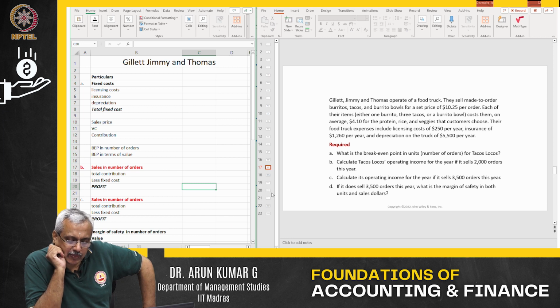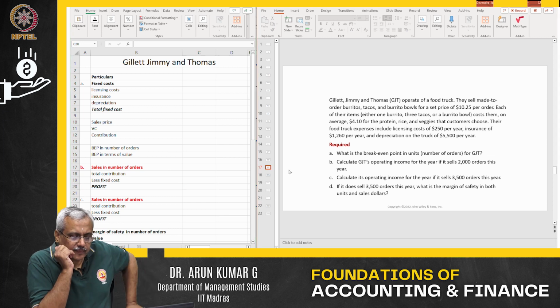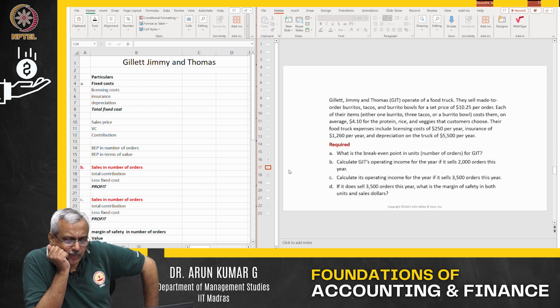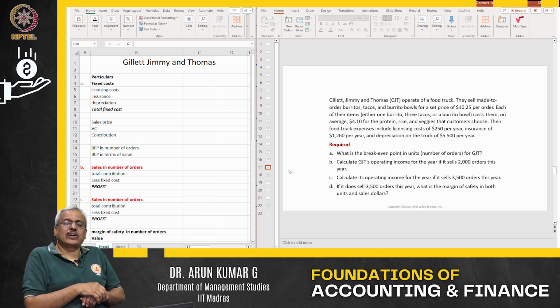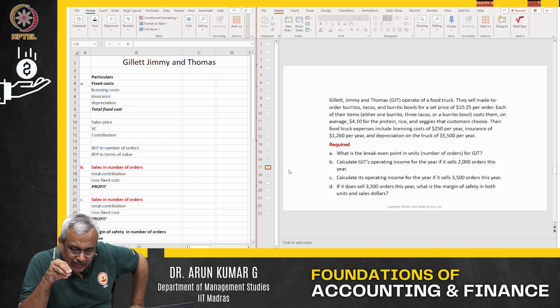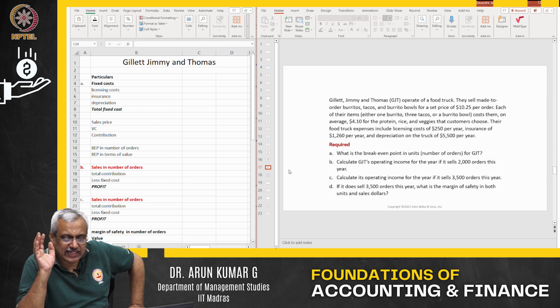They operate a food truck. Gillette, Jimmy and Thomas operate a food truck. They sell made to order food items at a set price of about $10.25 per order. Each of the items cost them about $4.10 for the ingredients and so on. Their food truck expense includes a licensing cost of $250 per year, insurance of about $1260 per year and depreciation of about $5,500 per year. Now, what is the break even in units, number of orders, for GJT?